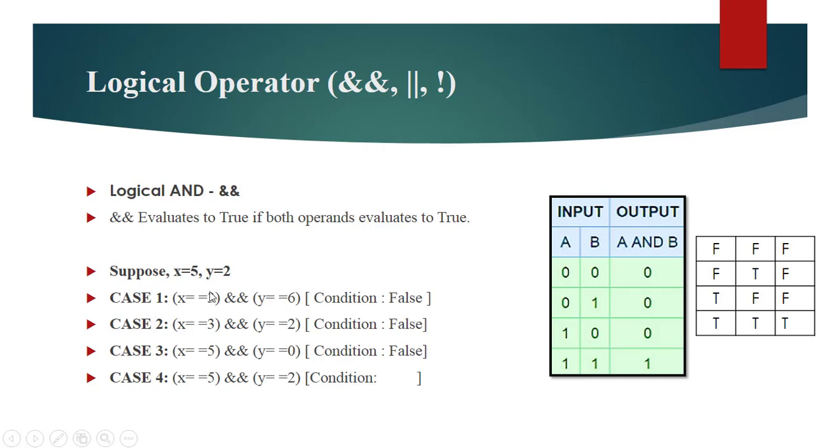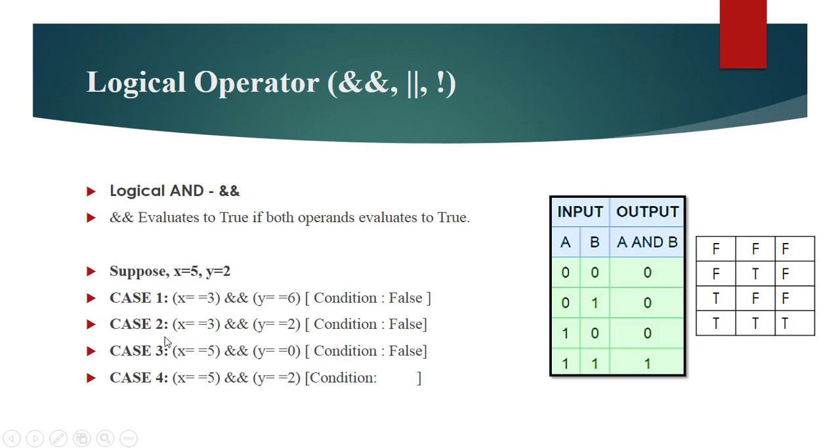Check the value: is x, which is 5, equal to 3? No, this is false. Is y, which is 2, equal to 6? This is also false. That is, we have two conditions that are false. One false, two false. Check in the truth table: if you have two false, then the output would be false.